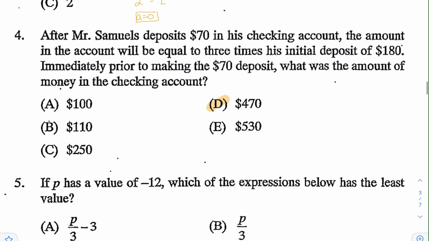Next, for number 4, after Mr. Samuels deposits $70 into his checking account, the amount in his account will be equal to 3 times his initial deposit of $180. Immediately prior to making a $70 deposit, what was the amount of money in the checking account? So you don't know how much money he has, so we can call that X. Now, if he makes $70, so X plus $70 into his account, that's going to be 3 times the initial deposit of $180. So that means that X plus 70 has to be equal to 3 times 180, which is equal to 540. So if you subtract 70 from both sides, you get that X is equal to $470, which is choice D.